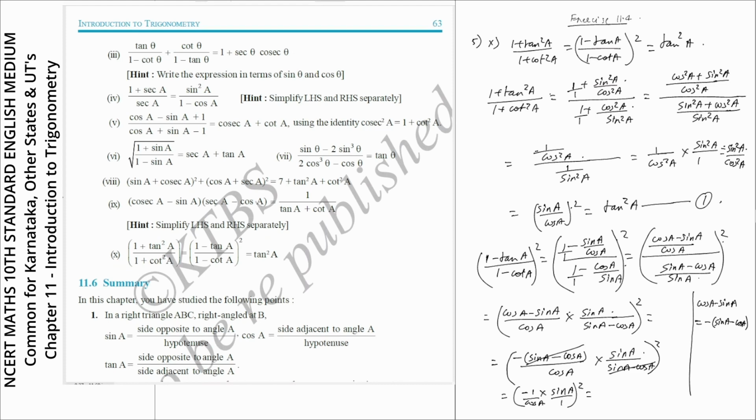Now here, this I can write as (minus 1) the whole square into (sin A by cos A) the whole square. So (minus 1) the whole square is plus 1. So this plus 1 into, sin A by cos A is tan A. So 1 into tan A square I'll get. This is equal to tan square A. Now you can check 1 and 2 both are equal.